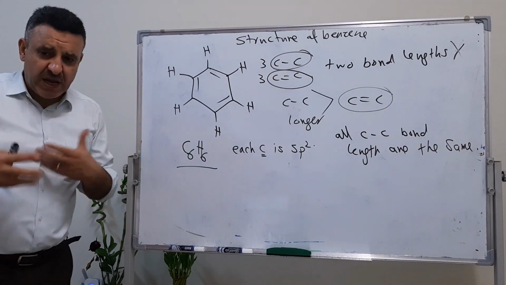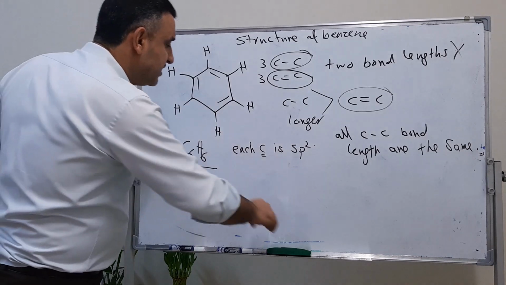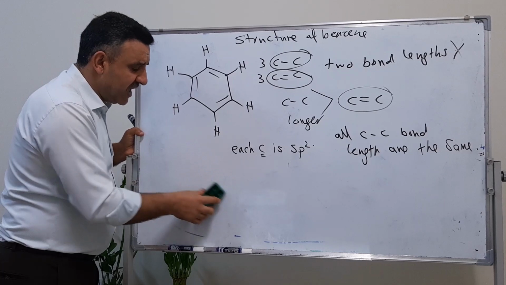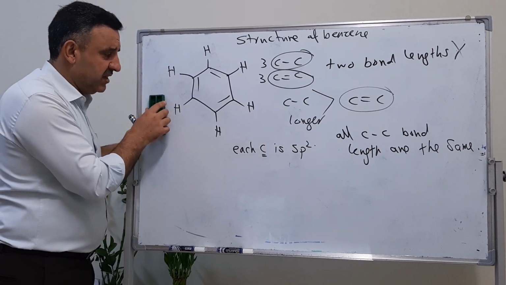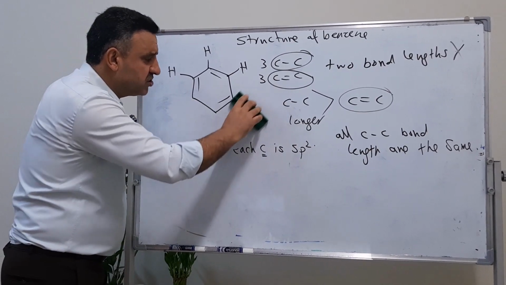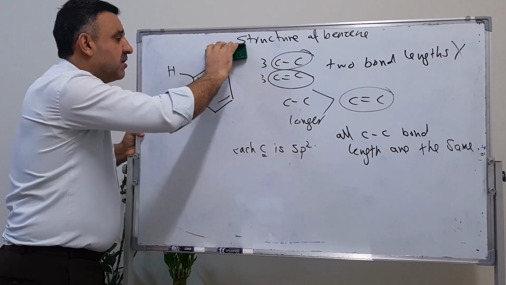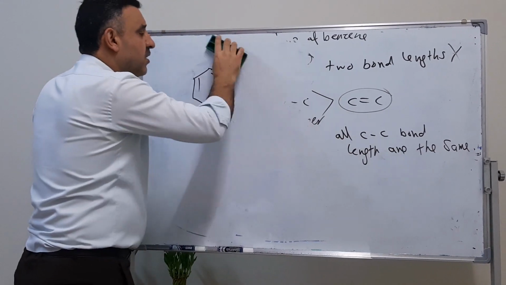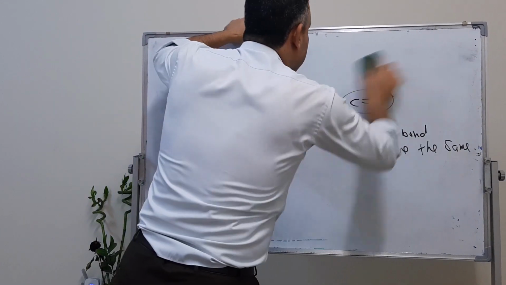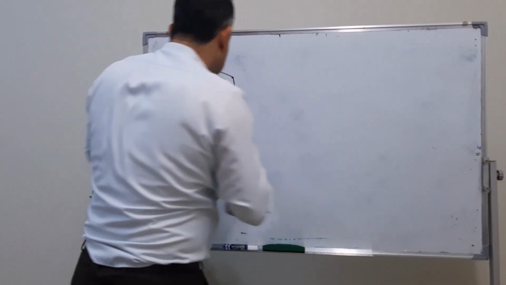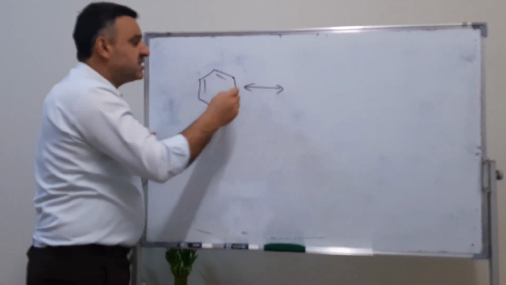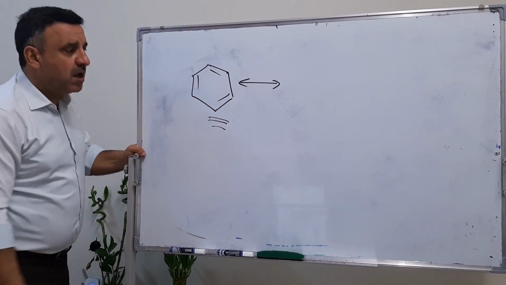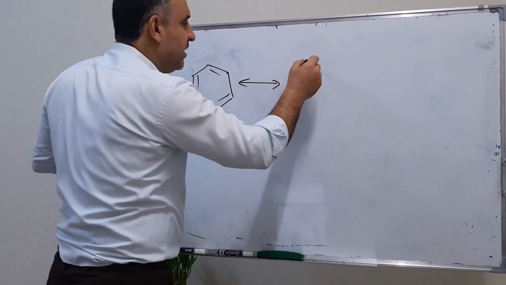Which then leads to the conclusion that this is not really the correct structure which can represent the actual behavior of benzene. I'm just going to remove the hydrogens for the time being. The correct representation of the benzene system must be what we call the resonance structure of the benzene system. In this case, this as such cannot explain why all carbon-carbon bond lengths are the same.